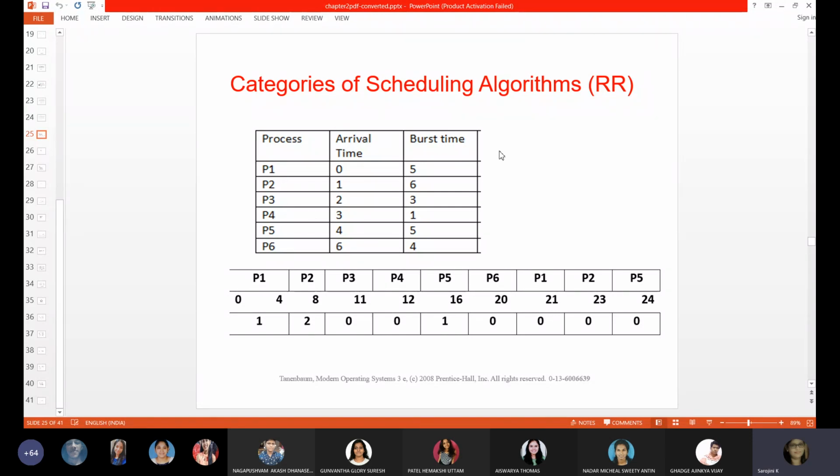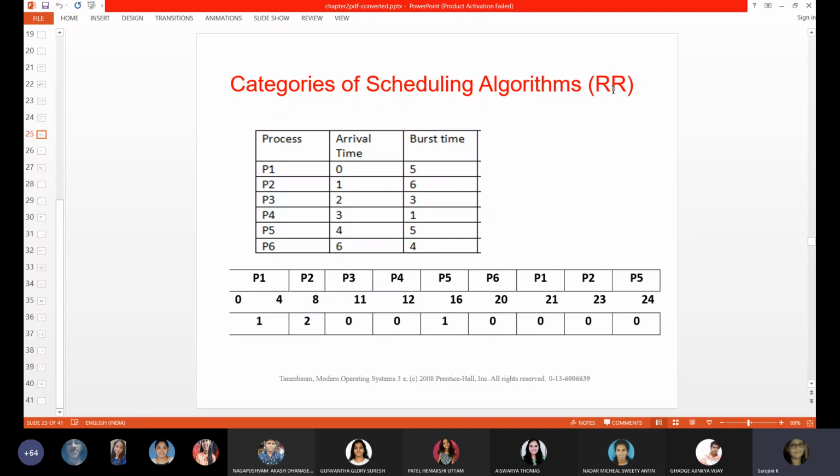Because here we are using round robin along with FCFS. Of course, round robin along with the shortest remaining time also we can use. No problem. But commonly with round robin, FCFS will be used.